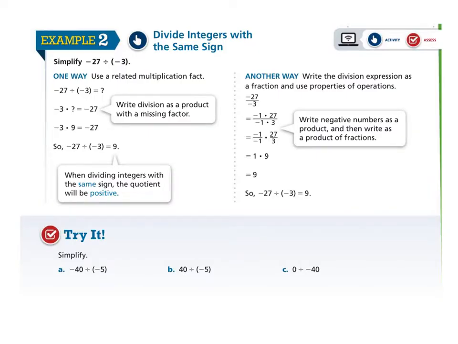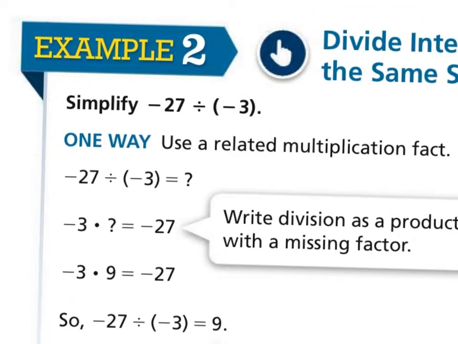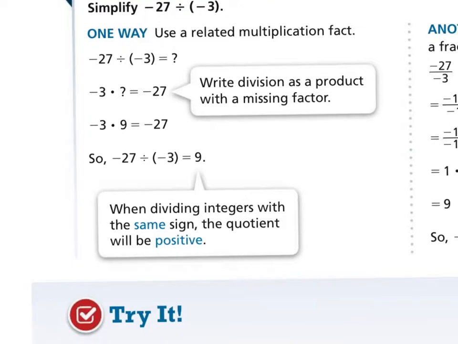Example 2, these are just some regular problems we're working out. So negative 27 divided by negative 3. Negative divided by negative, that's like the bad guy leaving town, so that's good. And we know 27 divided by 3 is 9, so that would be a positive 9.